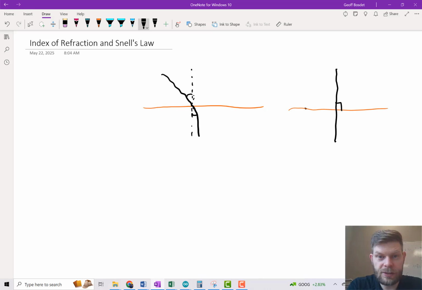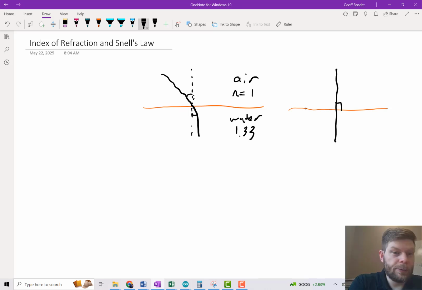But if it does hit a surface at an angle, say it's going from air with an index of basically 1 into water with an index of 1.33, it's going to bend towards the normal. If it's going from water into the air, it'll bend the other way. But first, let's talk about what this index of refraction is.